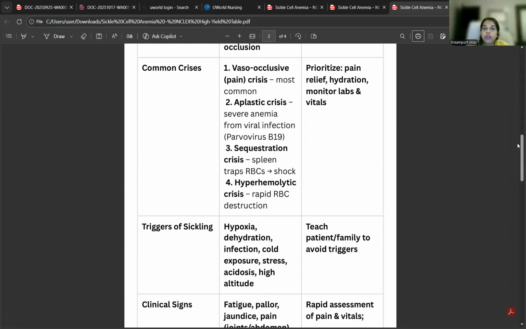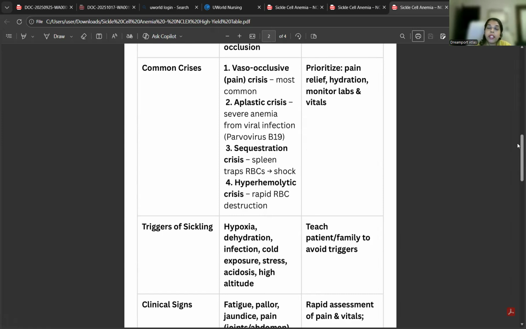Third one, sequestration crisis. In sequestration crisis, the sickle shaped RBCs are trapped by the spleen, which can lead to inadequate blood supply and finally hypovolemic shock. Fourth one, hyperhemolytic crisis. The rate of hemolysis gets higher, meaning there is a rapid destruction of the RBC, which can lead to anemia and finally cause a crisis in the client. That is called hyperhemolytic crisis.